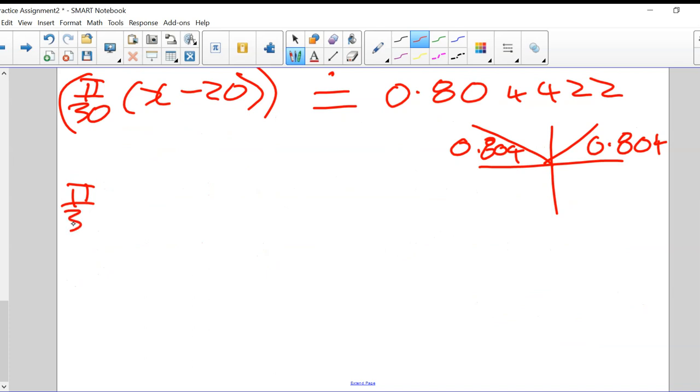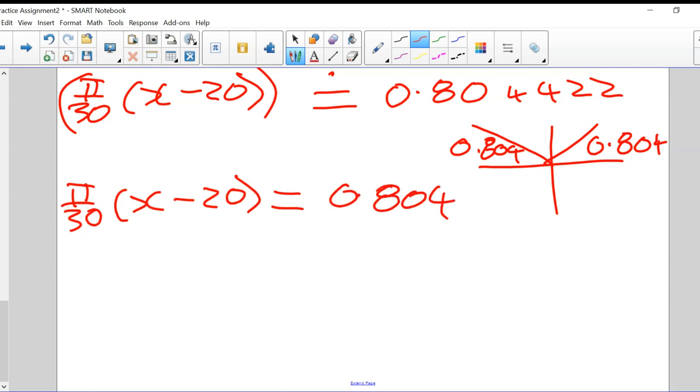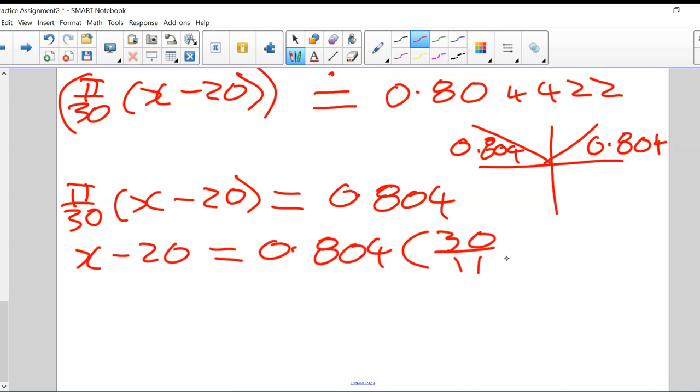So pi over 30, x minus 20 is equal to 0.804. And how do I solve for this again? How do I actually get this answer again? Multiply by 30. Okay, yeah, and what else? Multiply by 30. Yeah, on both sides, good. Not just multiply by 30, but also divide by pi. Okay, so I'm going to put it this way. X minus 20 is equal to 0.804 times 30 over pi.